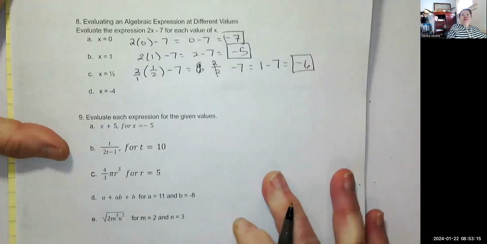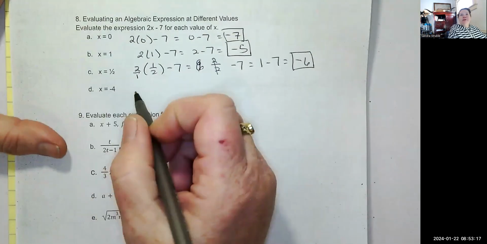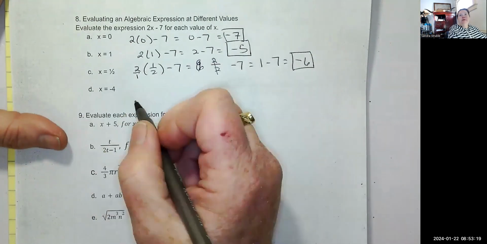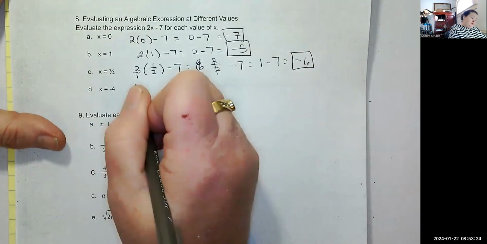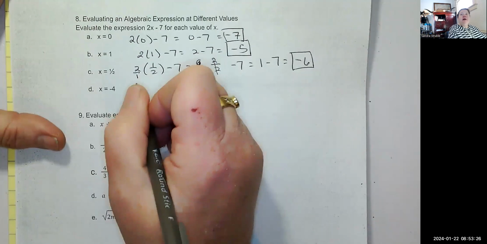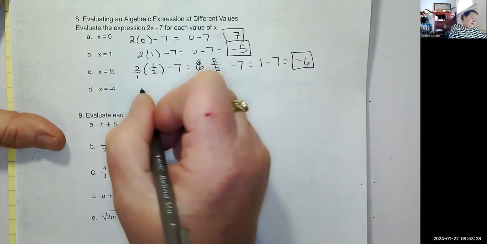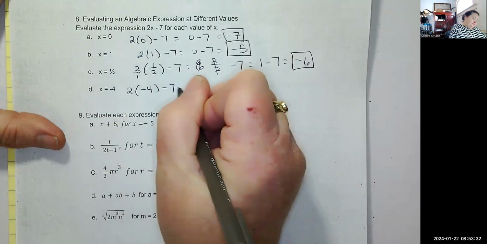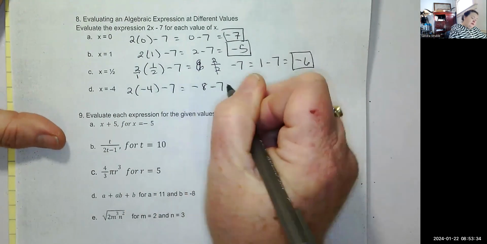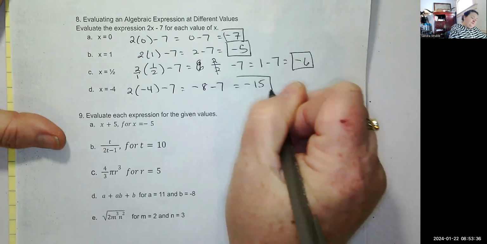If you need help with fractions, please let me know, or please reach out to the Learning Center for a tutor. You need to get comfortable with fractions. If you need a website to work with it, please let me know. I'd be happy to do so. So 2 times negative 4 minus 7 is negative 8 minus 7, which is negative 15.